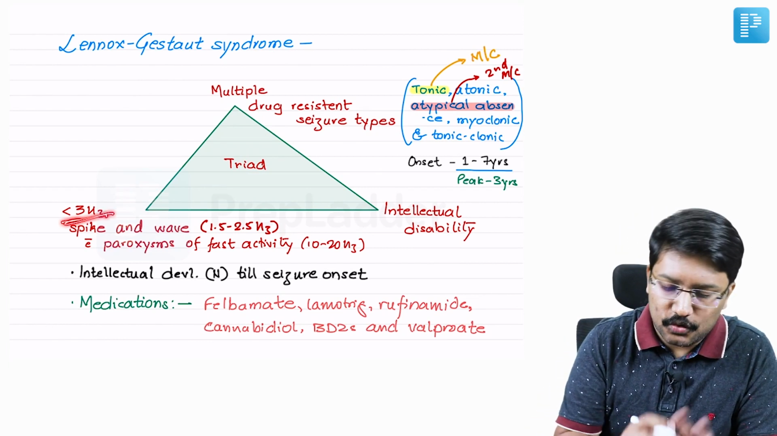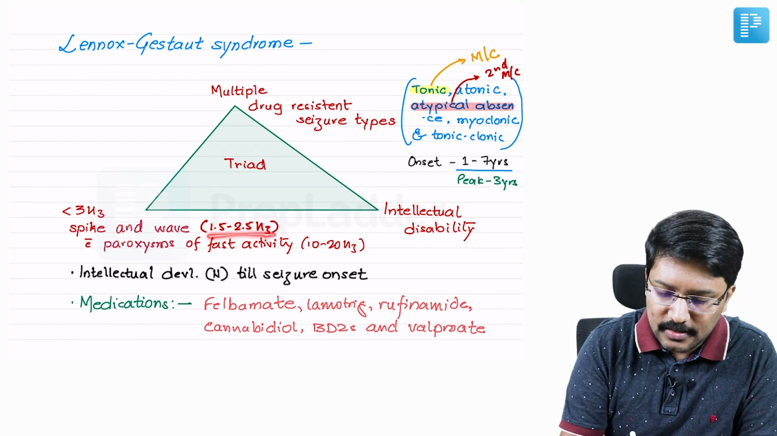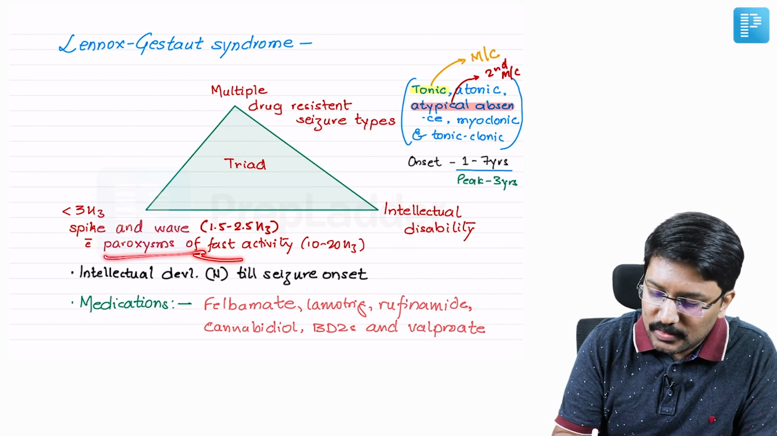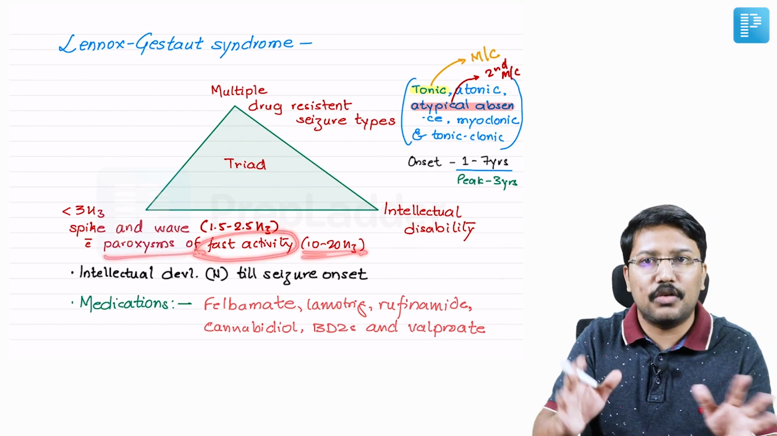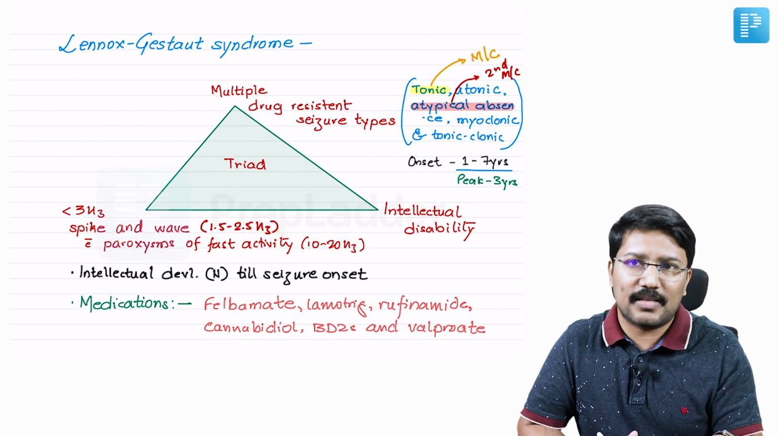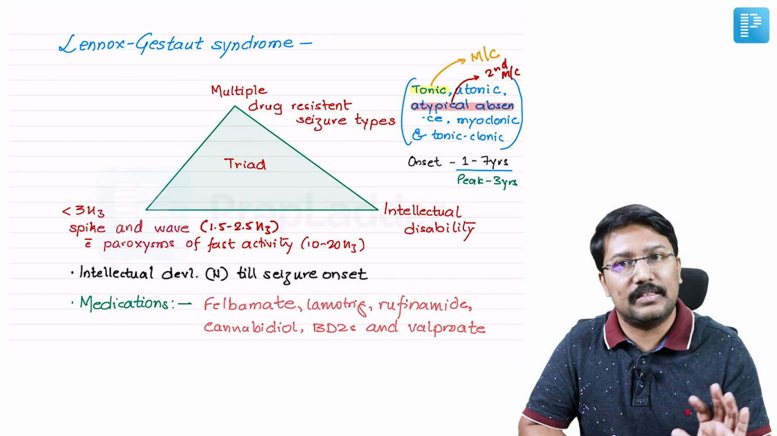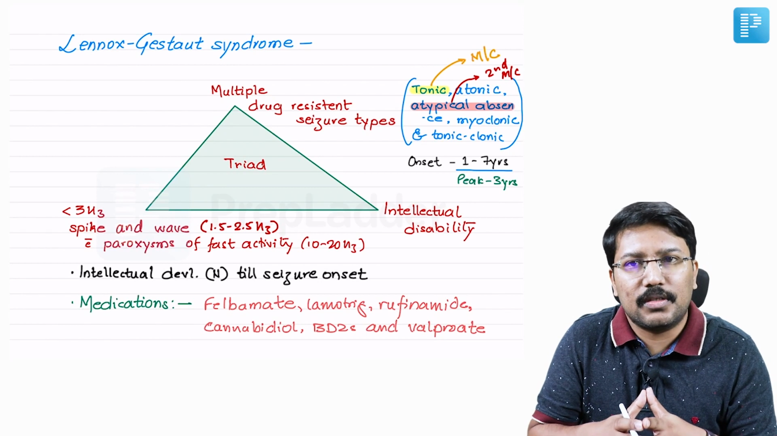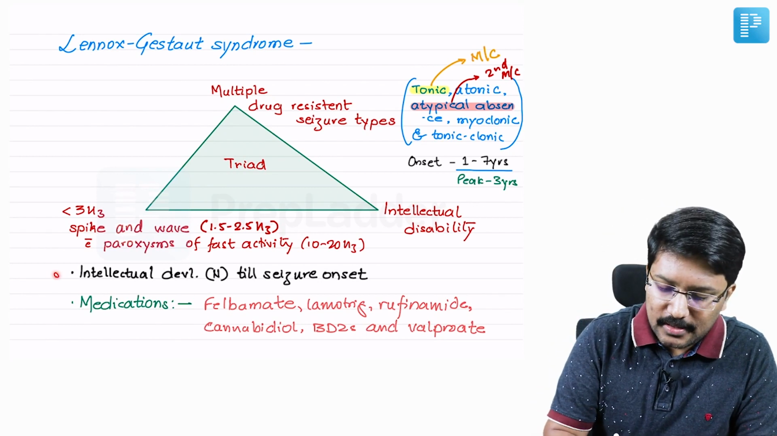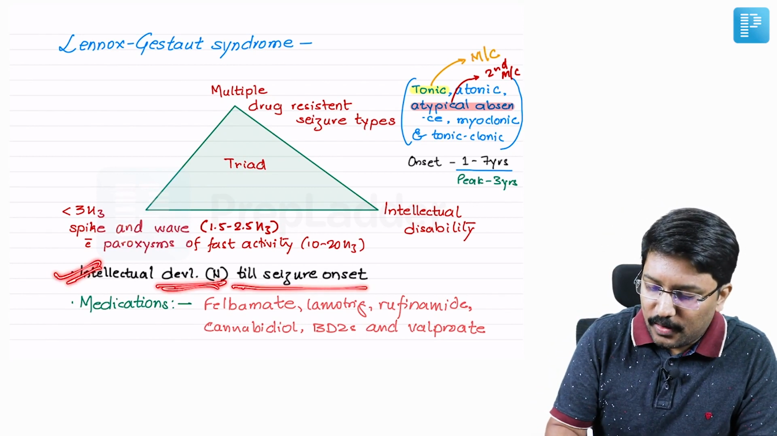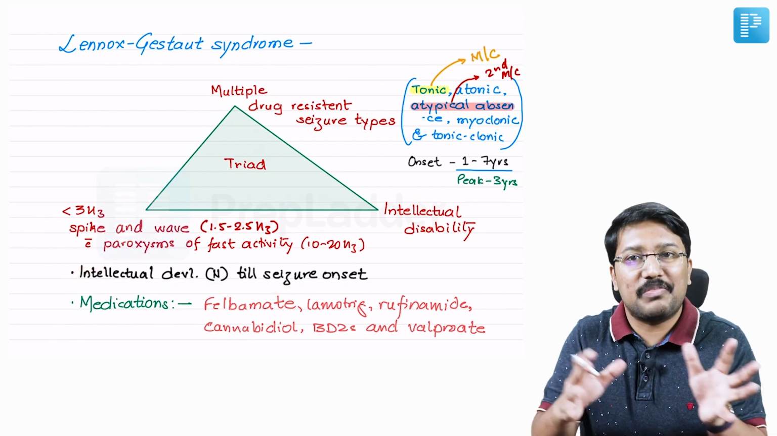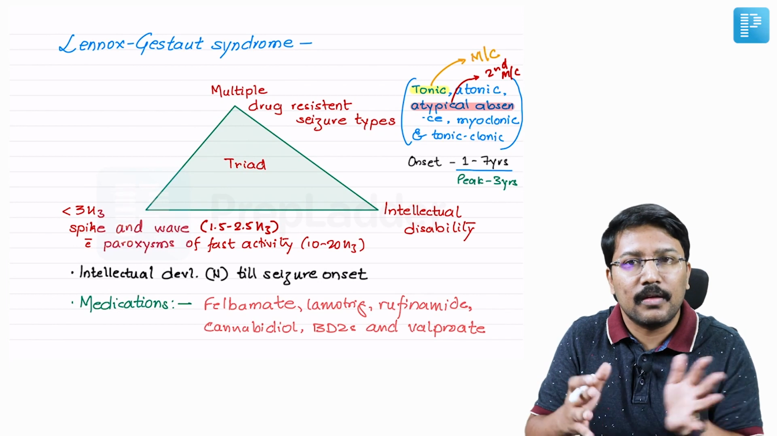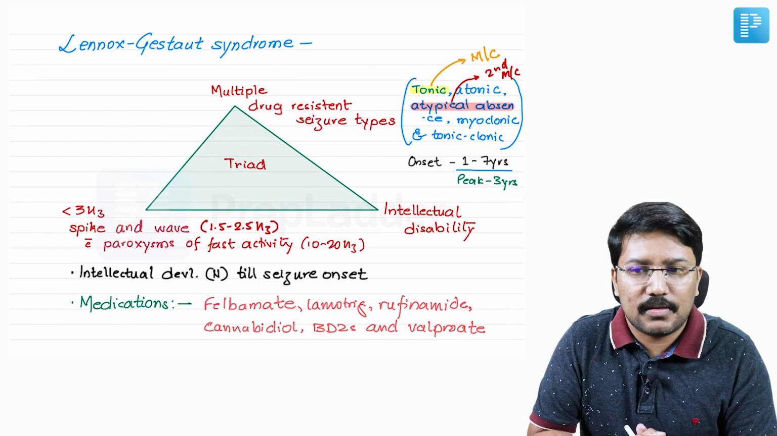The EEG shows less than 3 Hz, usually 1.5 to 2.5 Hz, spike and wave activity with paroxysms of fast activity in the range of 10 to 20 Hz. This is what is characteristically seen. So less than 3 Hz. This is the triad of Lennox-Gastaut syndrome. I've already told you that intellectual disability is not the initial finding. Patients may have normal developmental milestones, especially intellectual, until the onset of seizures.